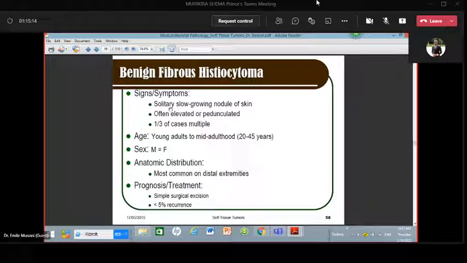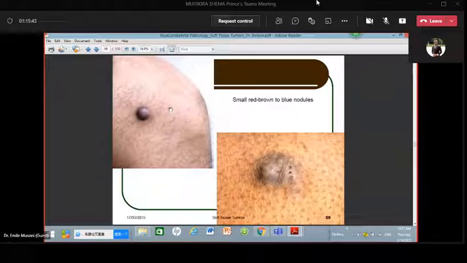Benign fibrous histiocytoma: we can have solitary, slow growing nodules of the skin. The age, they say, is young adult around 20 to 45. For prognosis, this one can be treated with simple surgical excision. Let us see the image of that dermatofibroma. But when you see this on the skin, you can't know the diagnosis. It is better you do the biopsy.